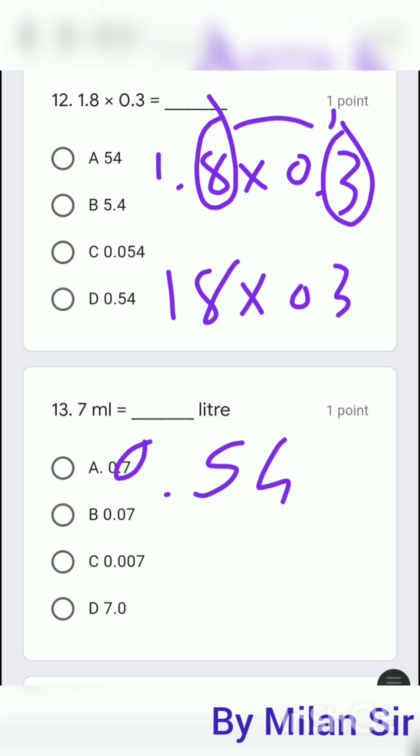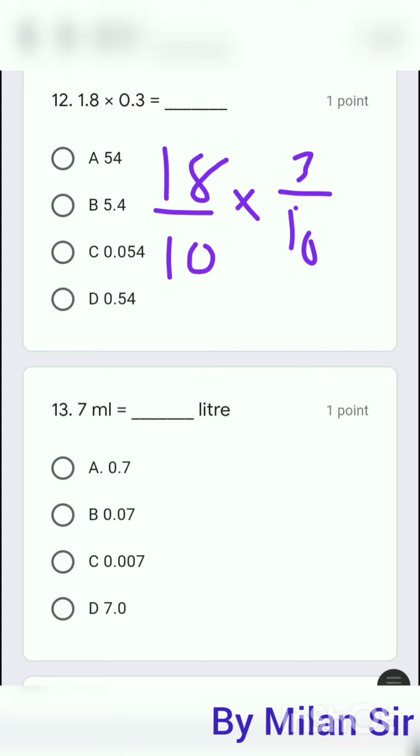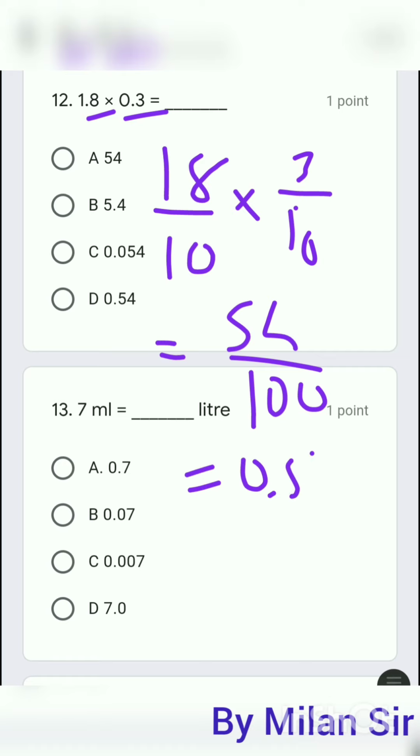First of all, ignore the decimal point, so 18 threes are 54. Now in the equation after the decimal point we have 2 digits, right? One here and one here. So in the answer before 2 digits put the decimal point, so 0.54, this is the correct answer. Otherwise we can convert this number into a fraction. After the decimal point only one digit is there, so in the denominator we need to put 10. Now 18 threes are 54 by 100, 0.54.